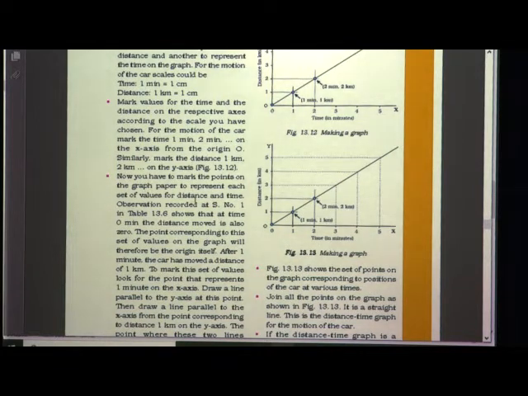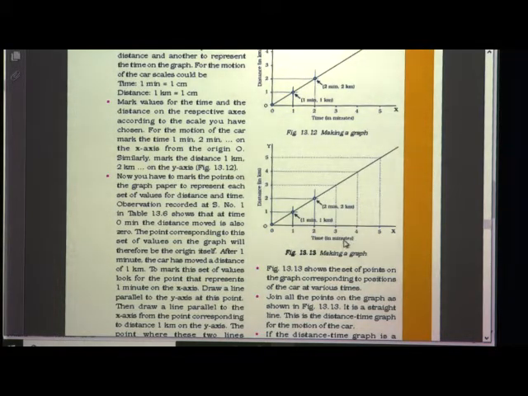Now you have to mark the points on the graph paper to represent each set of values for distance and time. Mark here first: after 1 minute, 1 kilometer. Then the second mark: after 2 minutes, 2 kilometers. So your mark will come here on the graph paper. Then after 3 minutes, in this figure 13.13, you can see we are making a graph.